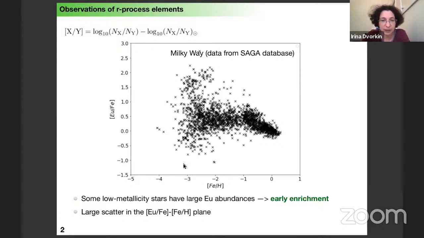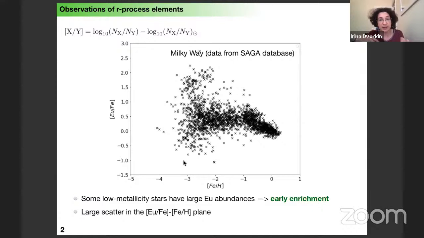So these stars that have very low iron abundances have formed very early on in the evolution of the Milky Way, and nevertheless they are very much enriched in europium. So the question is, how is this possible? Another question we can ask is why there is such a large scatter in this plane, especially at low metallicities. So it means that stars that formed roughly at the same epoch could have very different abundances of europium.